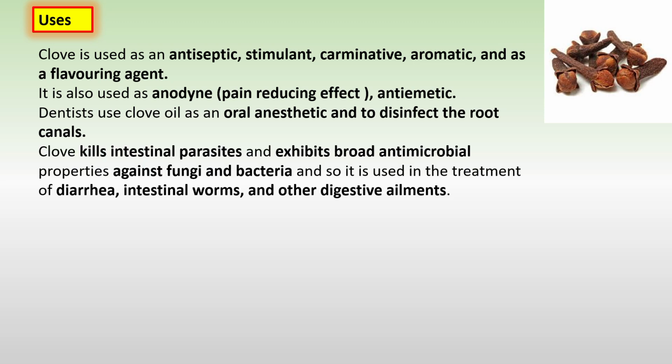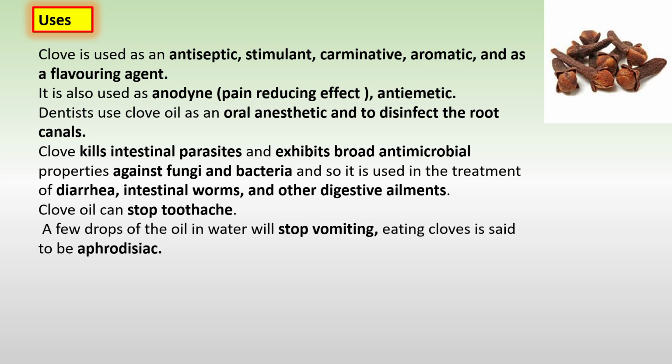Clove kills intestinal parasites and exhibits broad antimicrobial properties against fungi and bacteria. And so it is used in the treatment of diarrhea, intestinal worms, and other digestive ailments. Clove oil can stop toothache. A few drops of oil in water will stop vomiting.